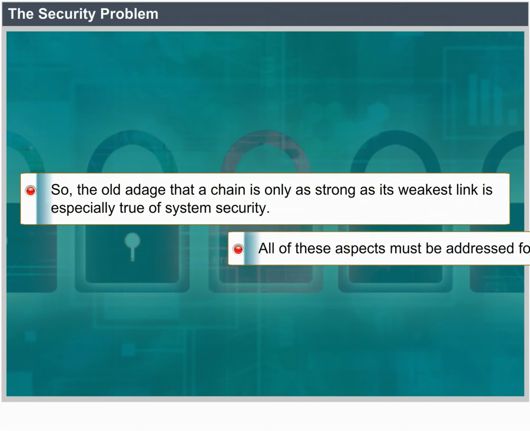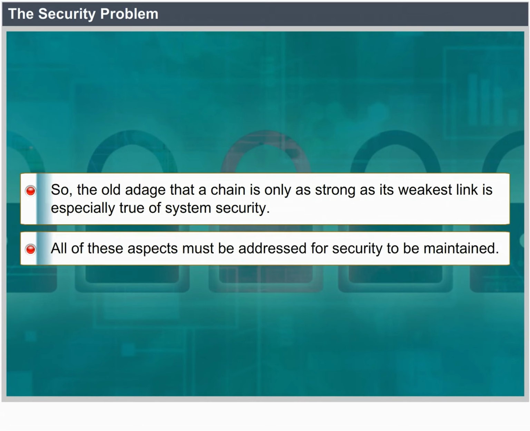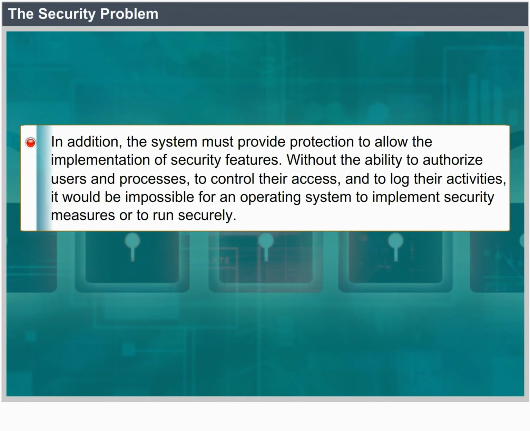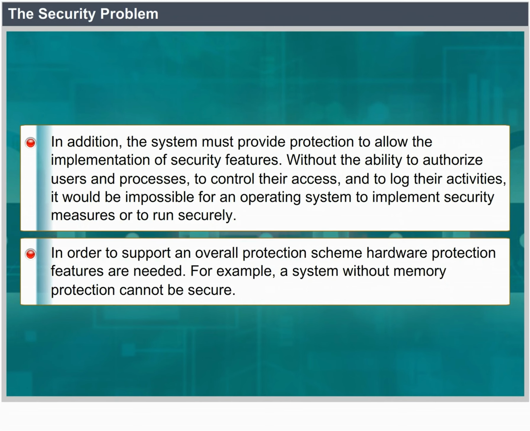Furthermore, the system must provide protection to allow the implementation of security features. Without the ability to authorize users and processes, to control their access, and to log their activities, it would be impossible for an operating system to implement security measures or to run securely. Hardware protection features are needed to support an overall protection scheme. For example, a system without memory protection cannot be secure. New hardware features are allowing systems to be made more secure.